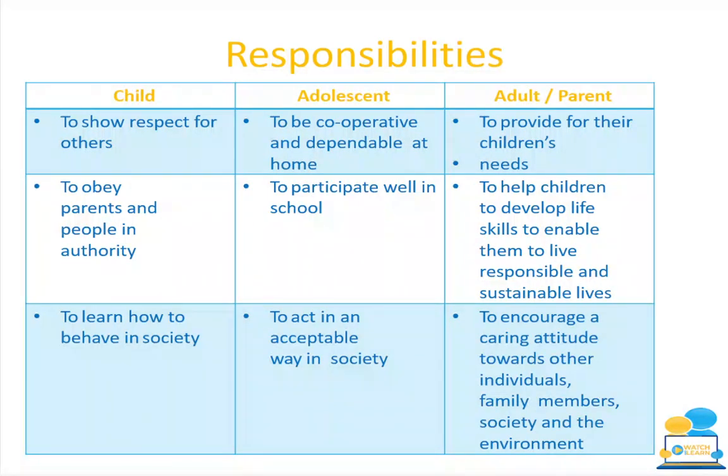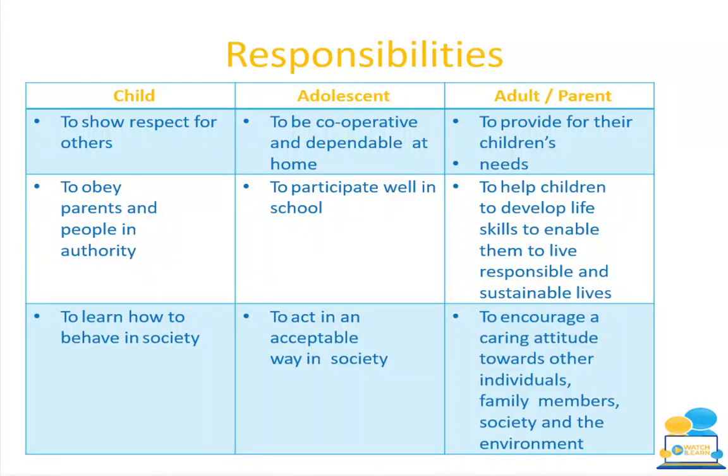Adolescents have the responsibility to be cooperative and dependable at home. So do what their parents say, help them out at home. They have a responsibility to participate well in school. So ask questions, do your homework, do well in tests, enjoy school. They also have a responsibility to be acceptable in society, okay? So not drinking and smoking, because that is illegal for under 18s.